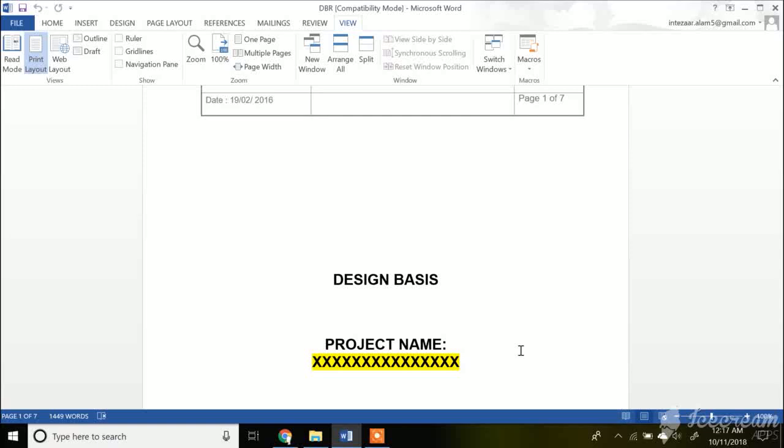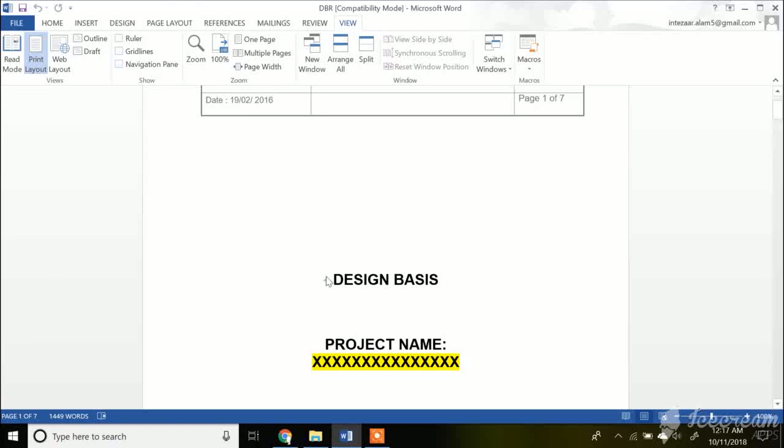the input details like your grade of concrete, your grade of steel, and which type of wall you are using. Either you are using a brick wall or a CLC block, or whichever material you are using. Those things are mentioned in the design basis report. The reference of those things are mentioned in the design basis report.